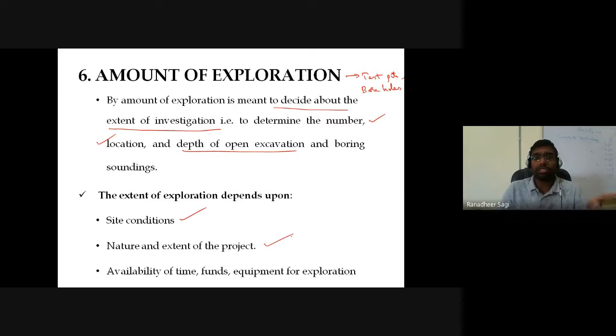So depending on that, your number of boreholes, the depth of the boreholes, and position of the borehole would vary. And it also depends on the time that is available for you to carry out your soil exploration or geotechnical investigation, and also the amount that is available, and it also obviously depends on the equipment that is available for carrying out your so-called borehole till the required depth.